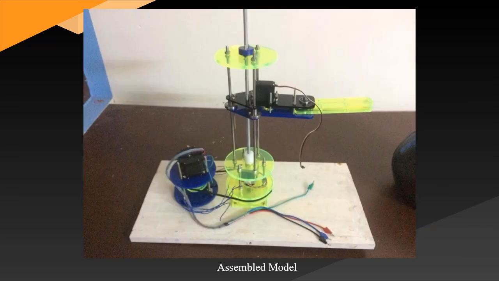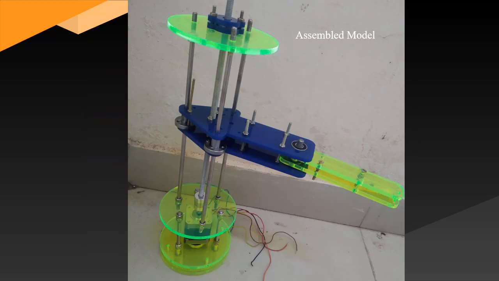This is the final assembled model. You can see there are three joints. A revolute joint at the base, which is driven using a gear belt driven setup. The second one is a prismatic joint, and the third one is a revolute joint. We are using a NEMA 23 for the base belt driven revolute joint, a stepper motor NEMA 17 for the second prismatic joint, and a servo motor for the third revolute joint, which is also belt driven.